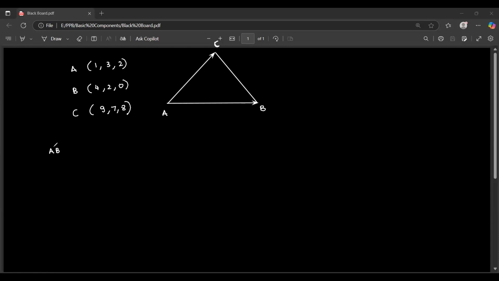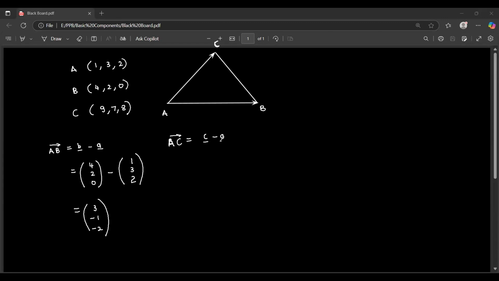So AB can be given as B minus A according to the position vector. So here we have (4, 2, 0) minus (1, 3, 2). So that will be equal to (3, minus 1, minus 2). And we have to find AC. That can be given as C minus A, and that is equal to (9, 7, 8) minus (1, 3, 2). So that will be equal to (8, 4, 6). Okay. So now what should we do? Well, we can find the area of the parallelogram or we can directly find the area of the triangle.